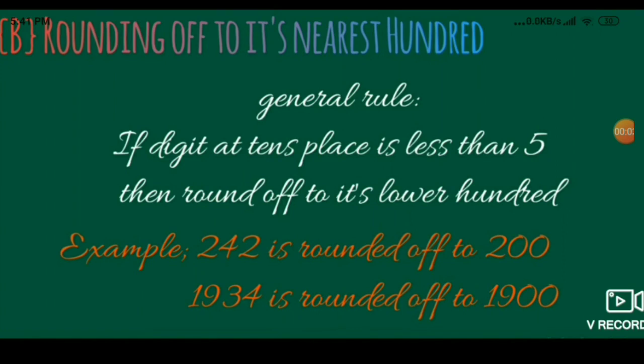Now, on rounding off a number to its nearest hundred, the general rule is that if the digit at tens place is less than 5, then we have to round off the number to its lower hundred. For example, on rounding off 242 to its nearest hundred, we'll get 200 because the digit at its tens place is 4, which is less than 5. Similarly, on rounding off 1934 to its nearest hundred, we will get 1900 because the digit at tens place is 3, which is less than 5.